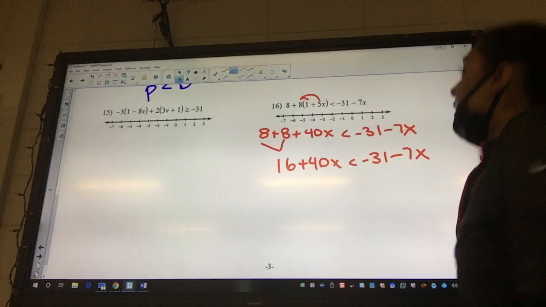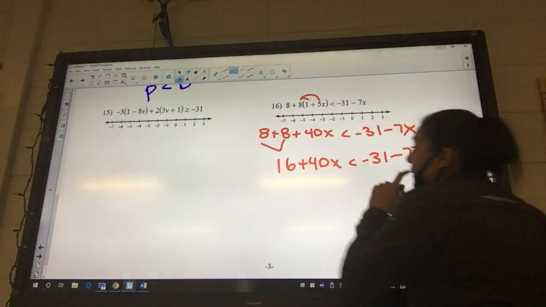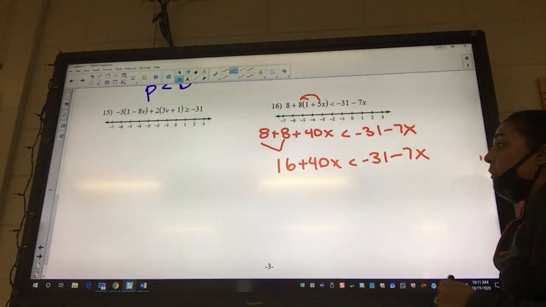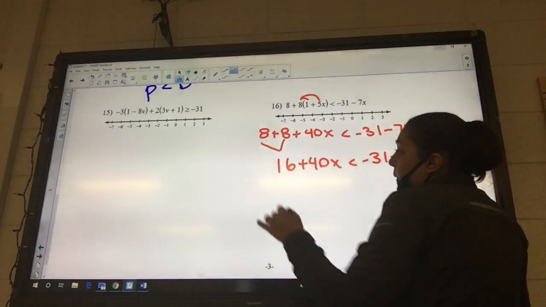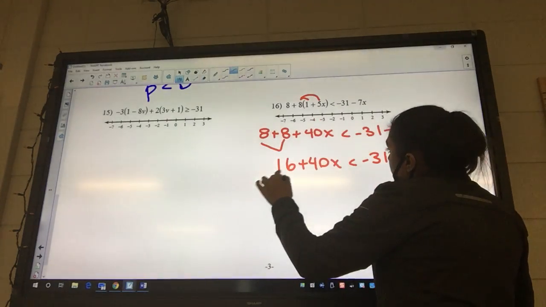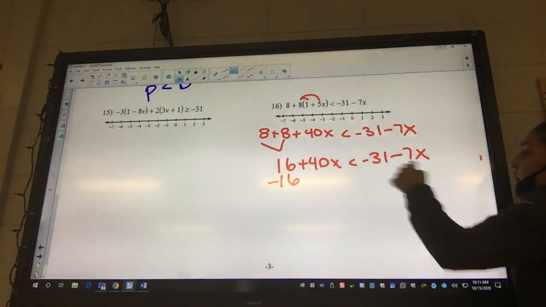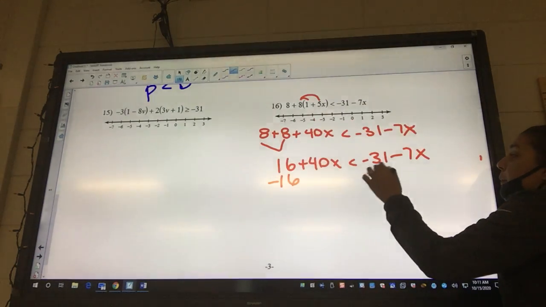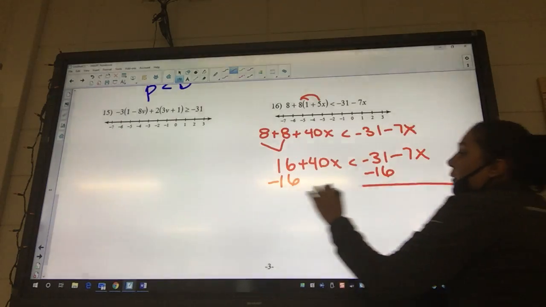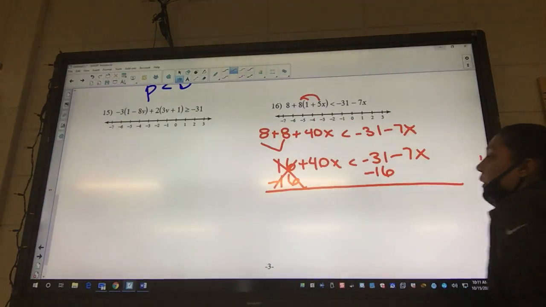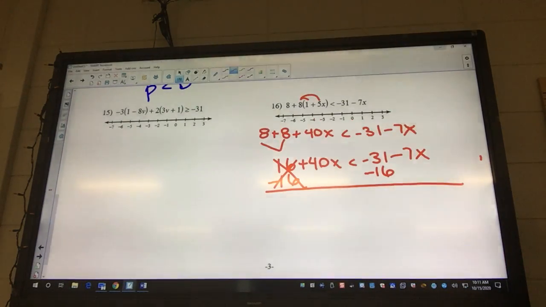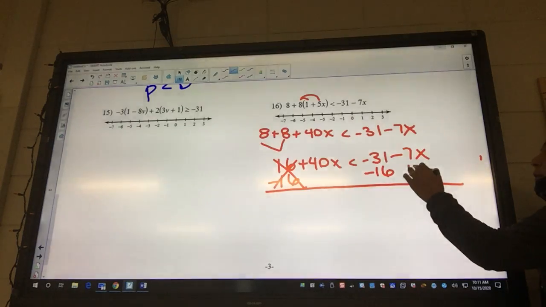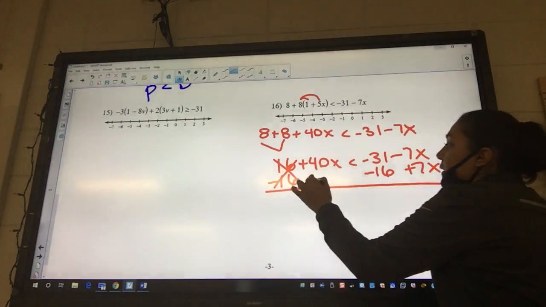So 16, is that a letter or a number? It's a number, so it needs to move. How do I move a 16? You subtract 16. And where does it go under? Under the 31. So minus 31. What else needs to move? The 7. So we're going to say plus 7x, plus 7x.